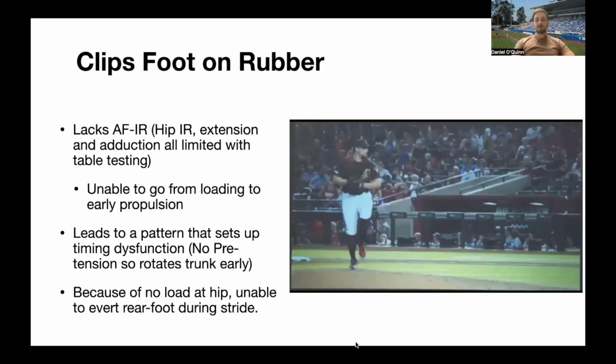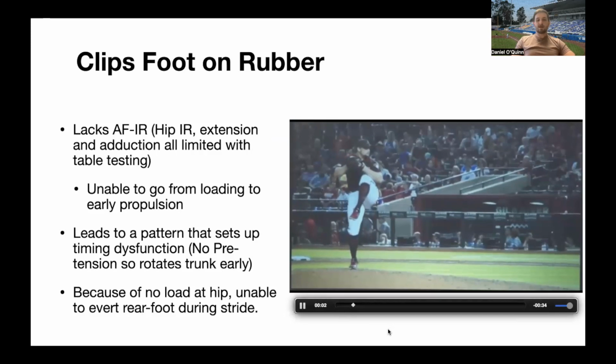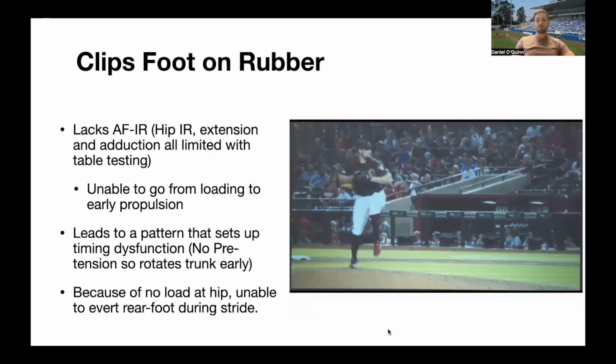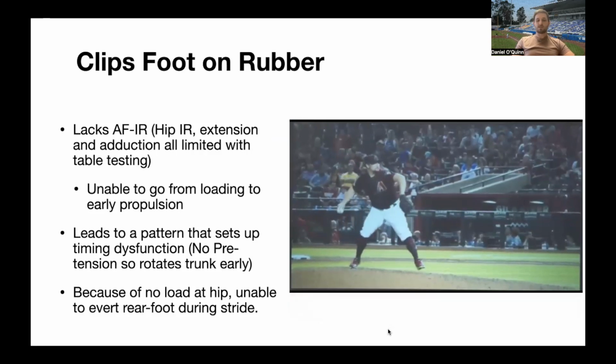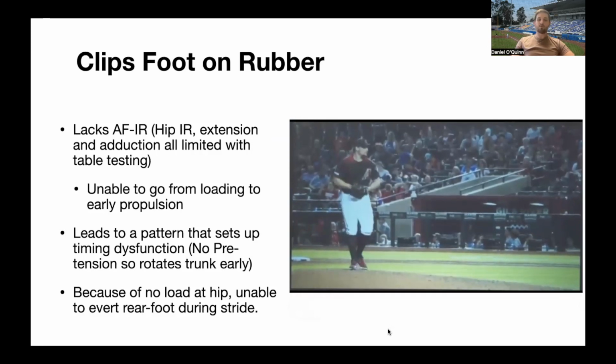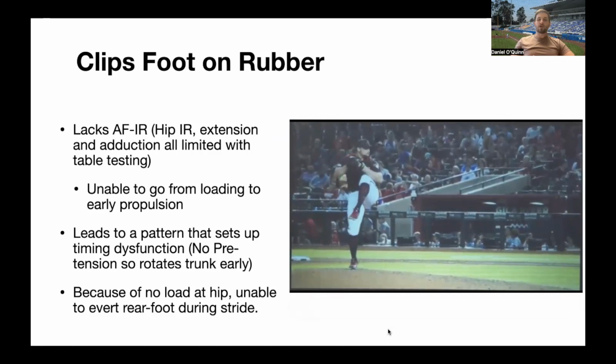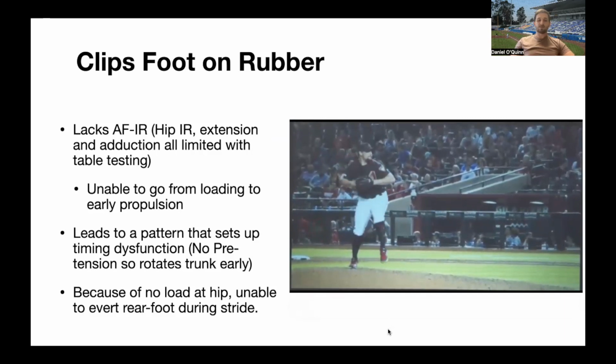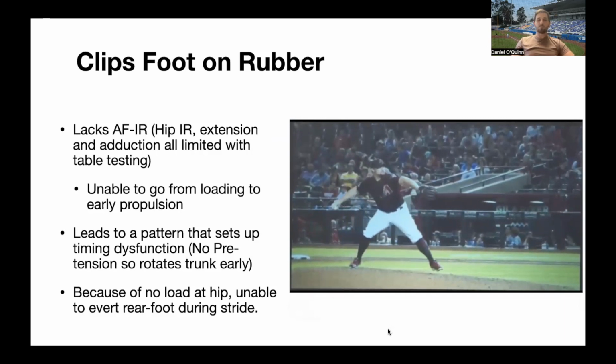So this guy, again, we're looking at the tripod and we're looking at whether they can get into the back hip. If we watch him, this guy lacks AFIR, which is hip internal rotation, extension, and adduction, all limited with table testing. So this is a guy where we've done our movement screen, we've broken him down. Now, even when we try to get there, he can't get there. So he's unable to go from loading to early propulsion.